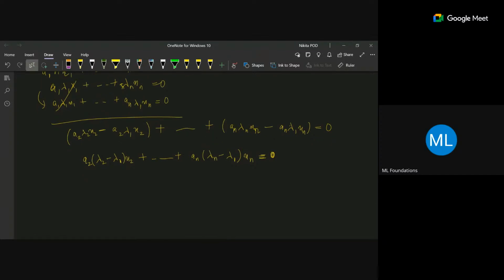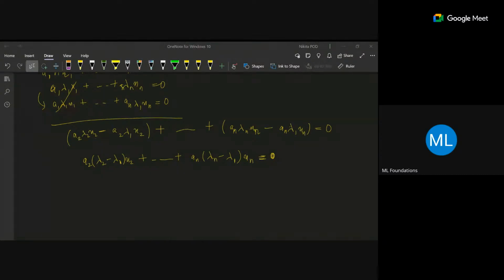Then from here we have to show that all these ais are 0.